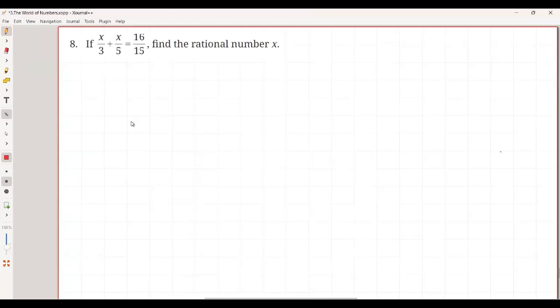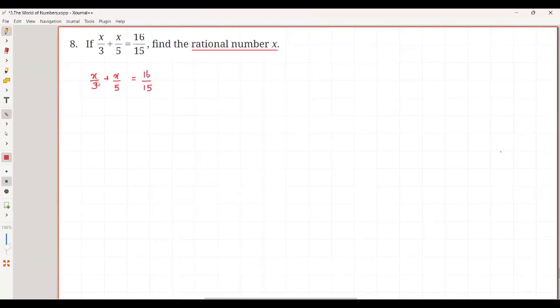Now question number 8. If x by 3 plus x by 5 is equal to 16 by 15, find the rational number x. So we have to find out the value of x. This is nothing but solving the rational numbers. Right? First I'm just writing the question here. It's given as x by 3 plus x by 5 is equal to 16 by 15.